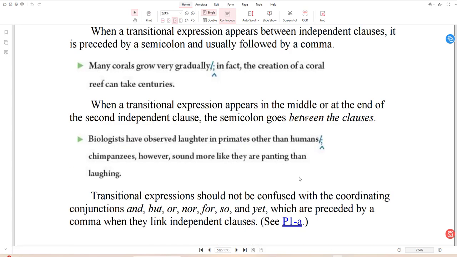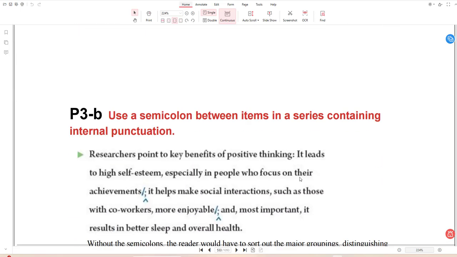When a transitional expression appears in the middle or at the end of the second independent clause, the semicolon goes between the clauses. Biologists have observed laughter in primates other than humans; chimpanzees, however, sound more like they are panting than laughing. Transitional expressions should not be confused with coordinating conjunctions and, but, or, nor, for, so, yet, which are preceded by a comma when they link independent clauses.